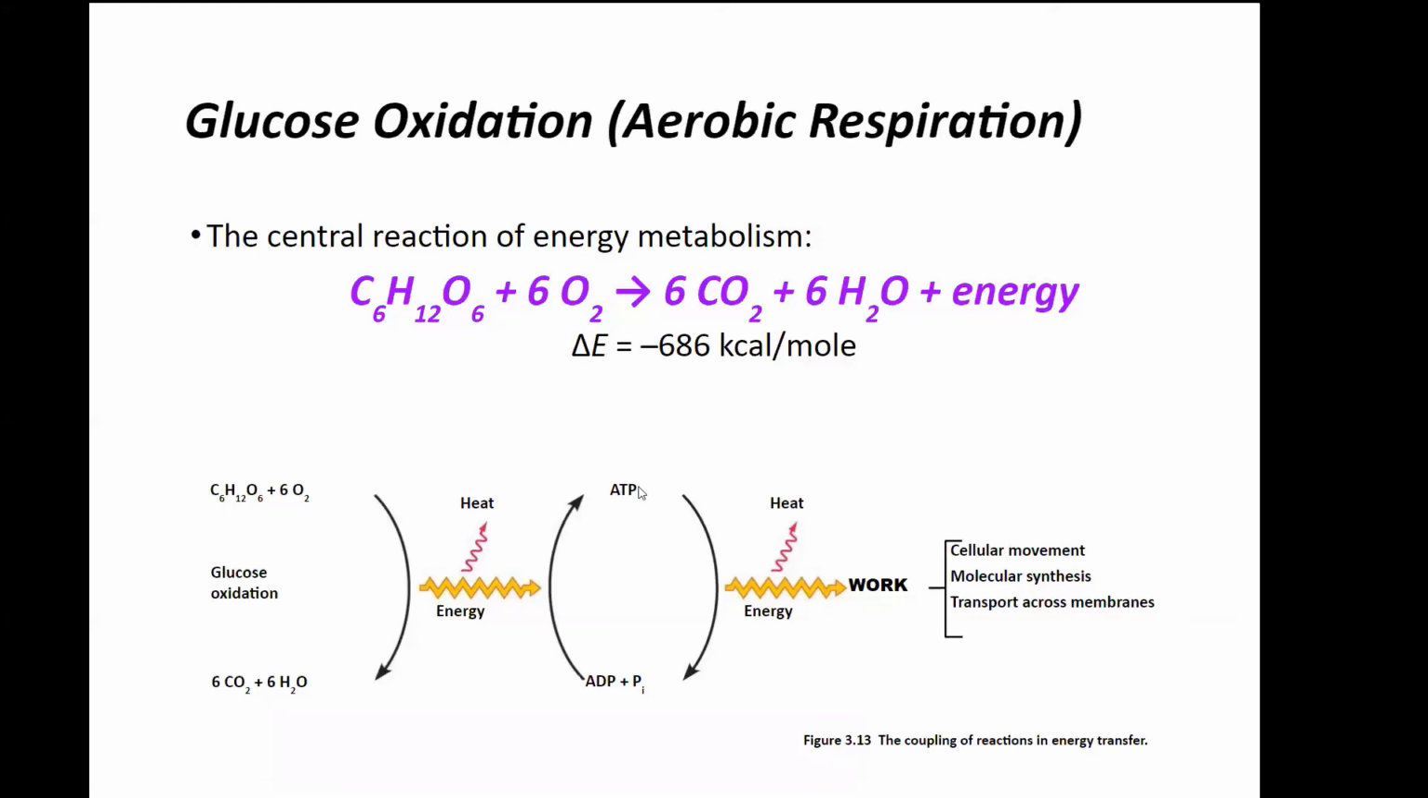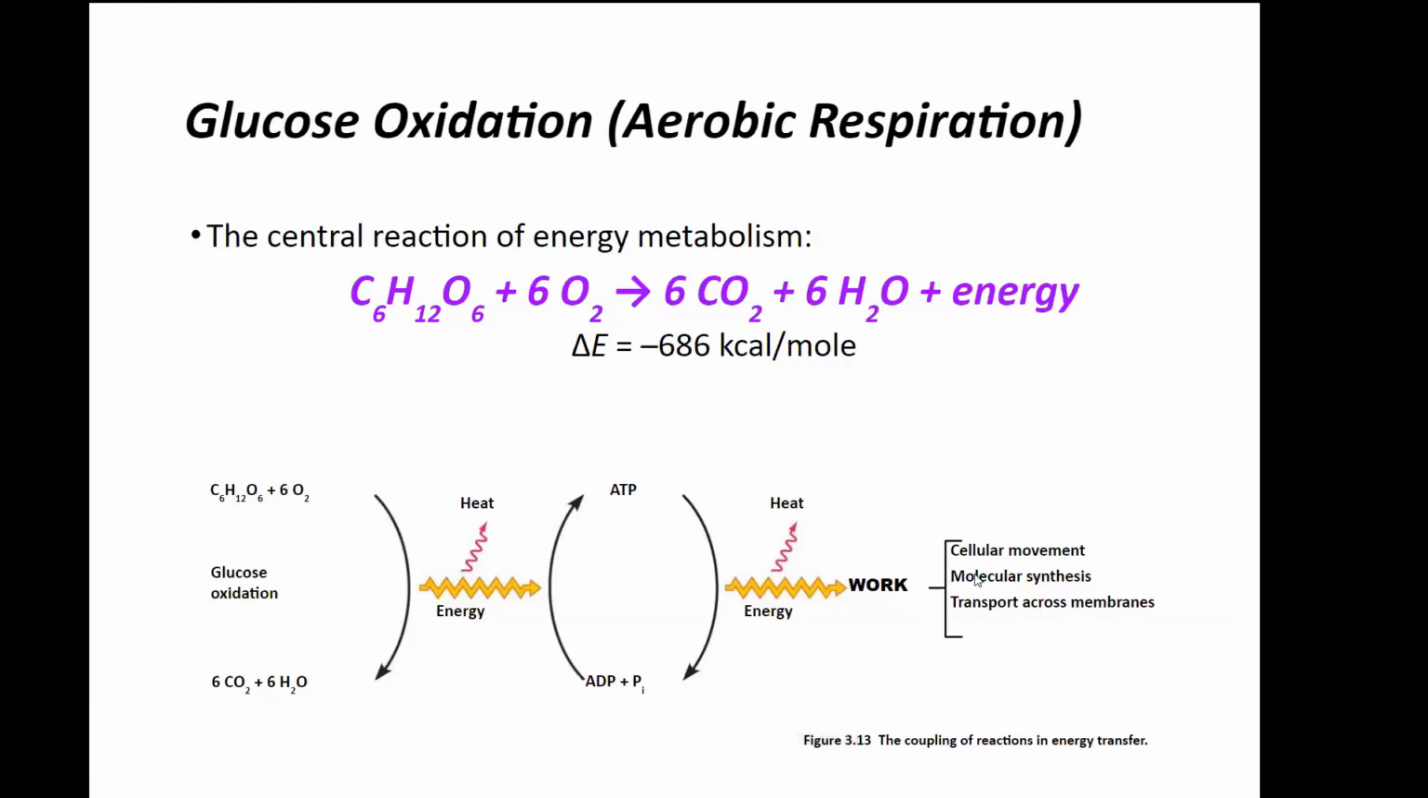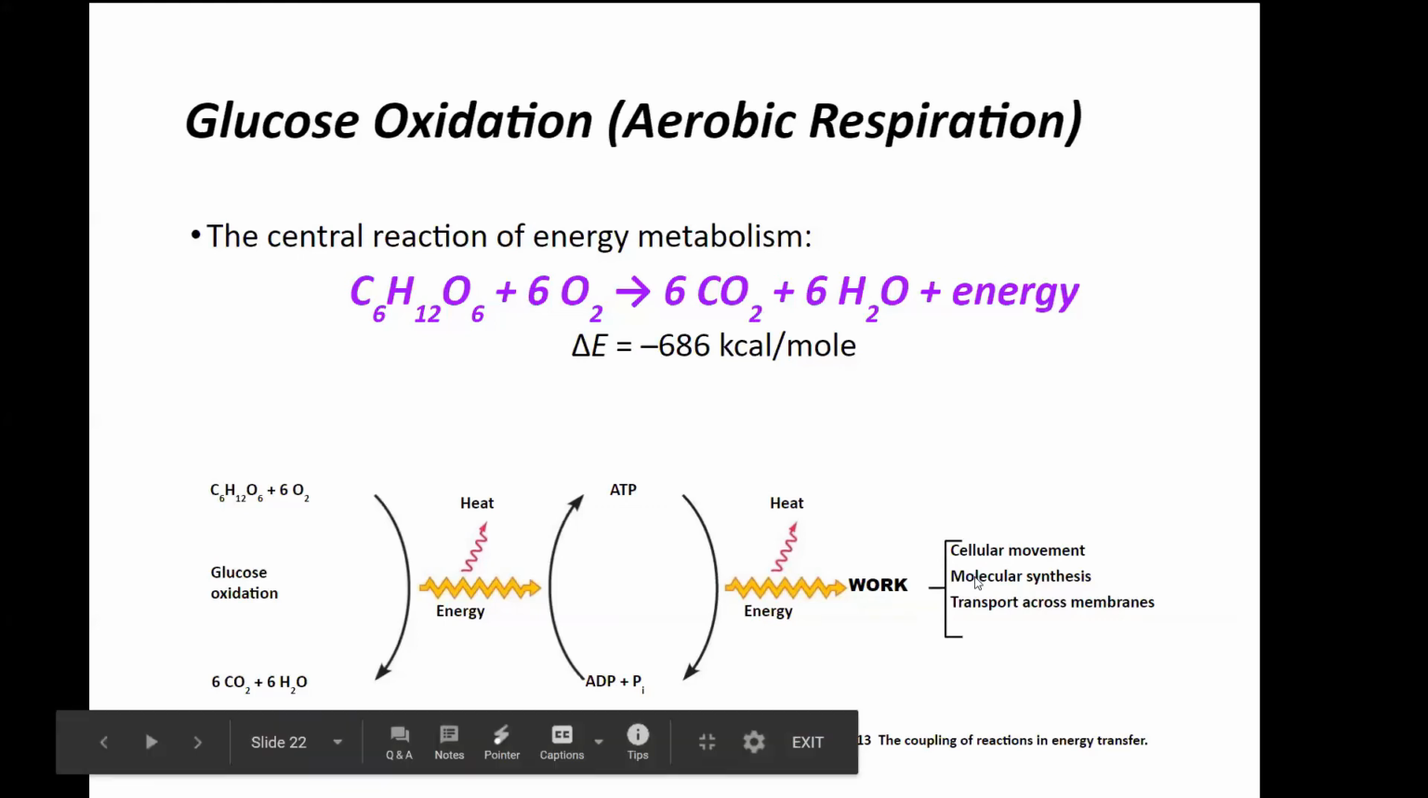And then we can use ATP. We can use breaking it down to do work in our cells. We can do work in the form of cellular movement, in the form of making different molecules, or in the form of moving different compounds across our membranes. There are lots of different ways we can use this ATP.